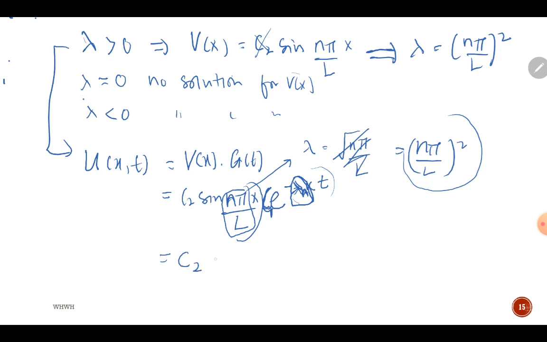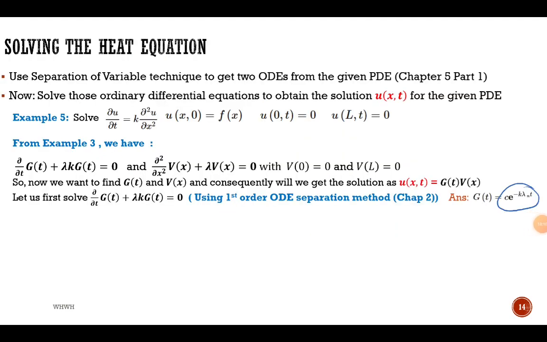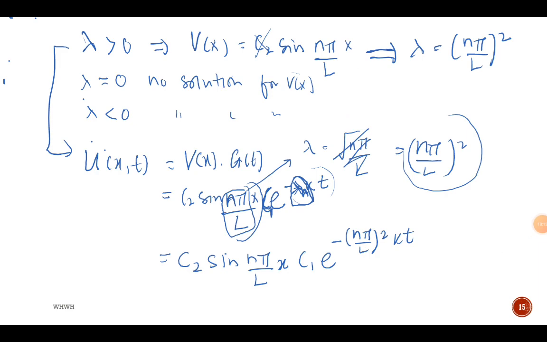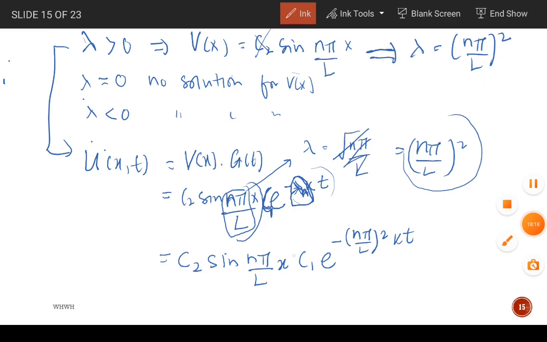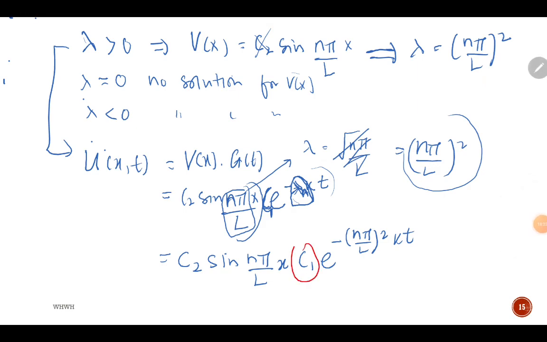So meaning we have C2 sin n pi over L x darab dengan C1 e to the power of minus lambda, yang ni adalah n pi over L squared, kt. Okay, and as you can see now, we have two constants, where we have C1 and C2. Yang ni yang saya maksudkan tadi. C1 and C2 ni kita boleh biarkan, and instead we replace with one big constant.